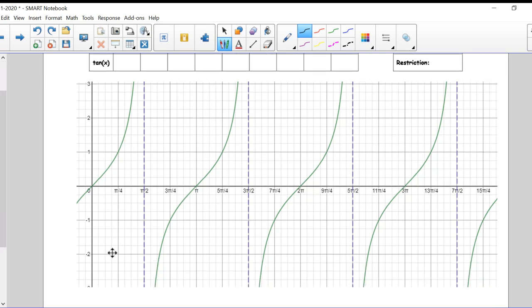Now, let's talk about the period of this function. Remember, period is how long does it take to complete one cycle. So I want you to look at this and tell me if you can figure out what the period of this graph is. All right, leave that to you. Come on, folks. You tell me, what is the period?